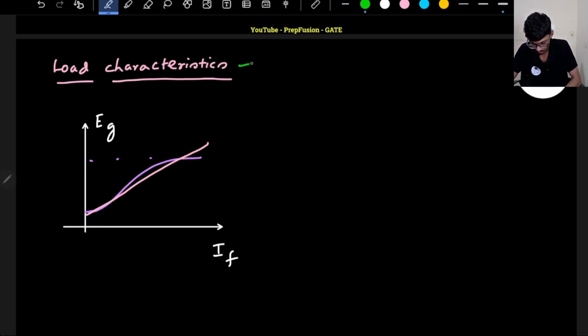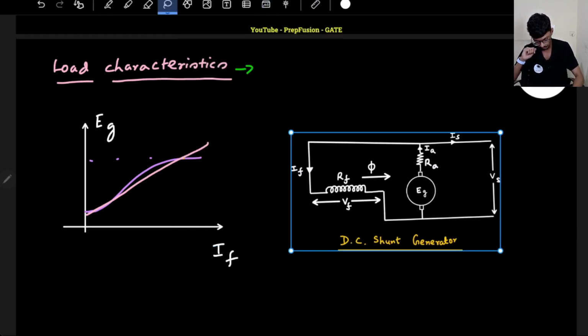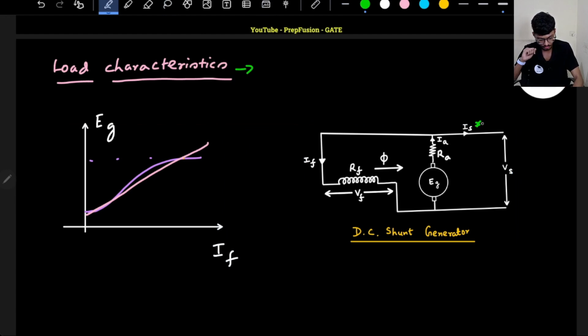So in case of load characteristics, what will happen if I connect my DC shunt generator to a load? Now my load current is not equal to 0. Let me write down the equations. The armature current is now equal to the load current plus IF. Although in the separately excited generator I told you we keep the field constant, here I may not be able to keep the field constant.